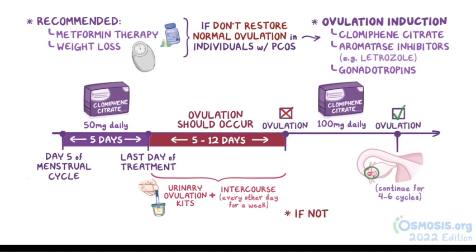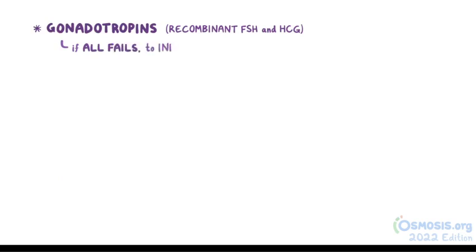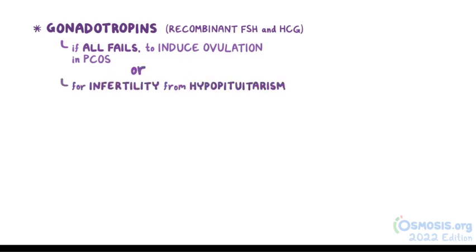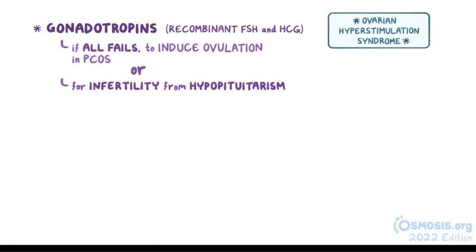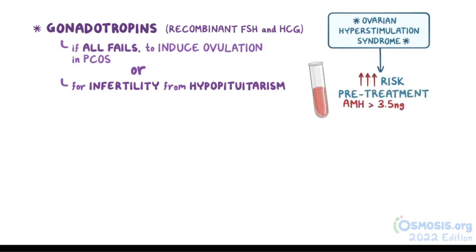If ovulation hasn't occurred under clomiphene induction, aromatase inhibitors like letrozole can be used. Gonadotropins, like recombinant FSH and HCG, are considered when all other options have failed to induce ovulation in PCOS patients. But they may be the first choice in individuals with infertility because of hypopituitarism. Note that gonadotropin therapy used for ovulation induction may cause ovarian hyperstimulation syndrome, especially in individuals with PCOS. The risk is considerably higher when pretreatment levels of serum AMH are higher than 3.5 nanograms per milliliter.